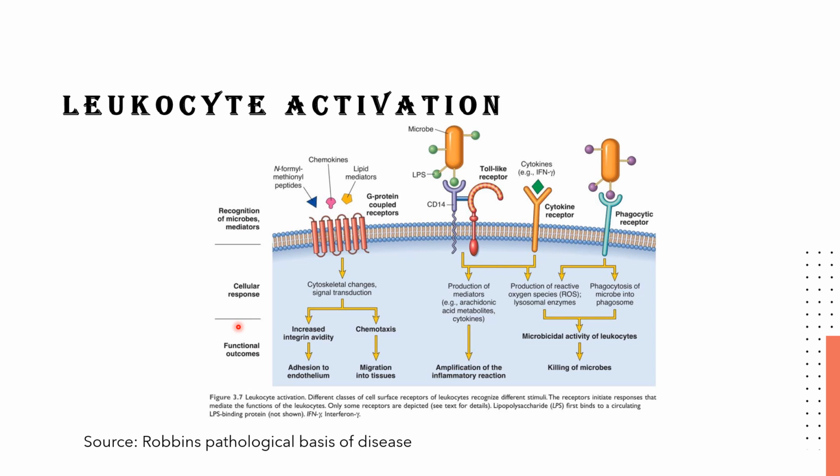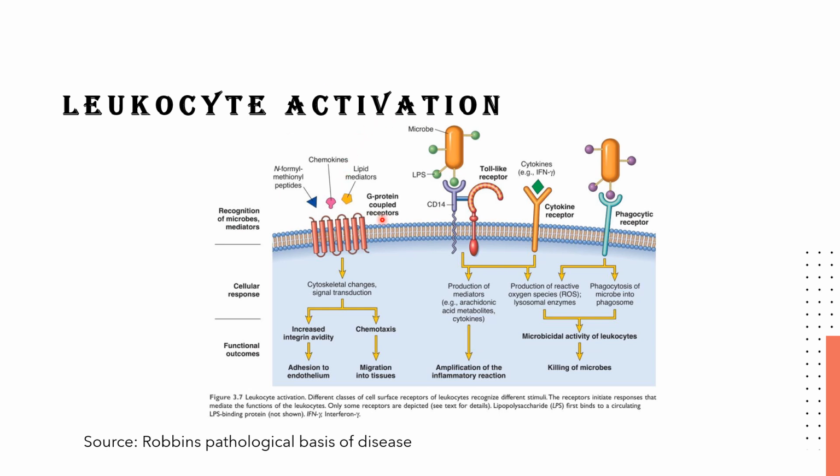There are four major receptors that govern this leukocyte activation. The first is G protein coupled receptors, the next is toll-like receptors, the third is cytokine receptors, and the fourth are phagocytic receptors. We will discuss in detail what each of these receptors do. Now, G protein coupled receptors recognize three major components. The first is N-formyl methionine peptides, the second are chemokines, and the third are lipid mediators.